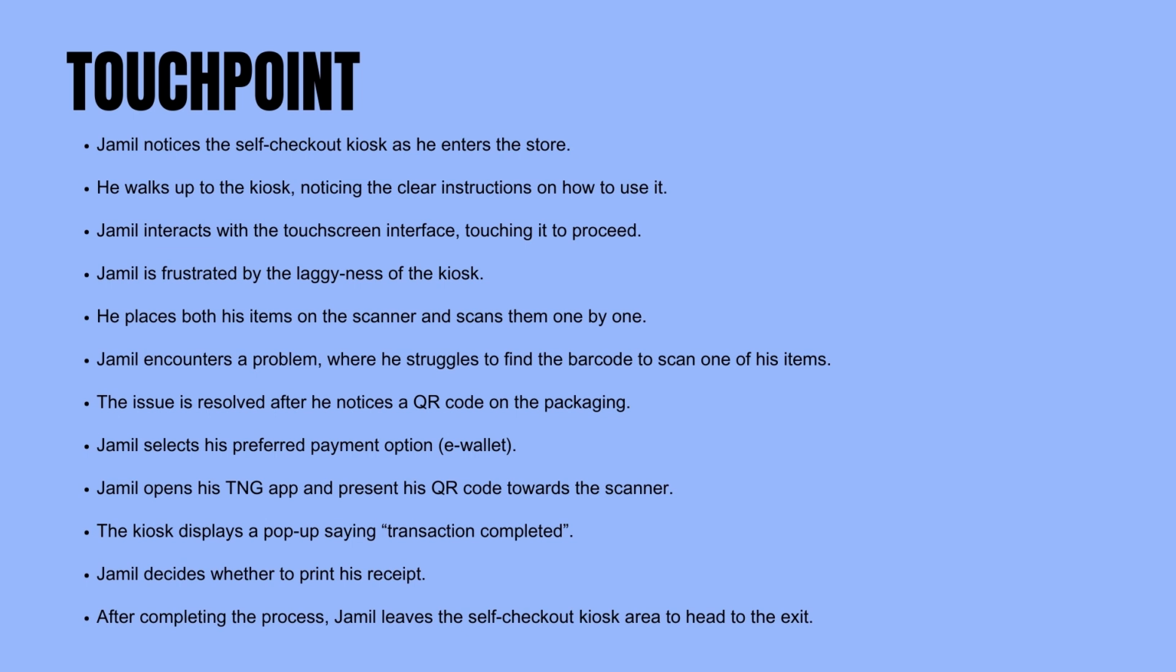Jamil encounters a problem, where he struggles to find the barcode to scan one of his items. The issue is then resolved after he notices a QR code on the packaging. Jamil selects his preferred payment option, which is e-wallet. Jamil opens his TNG app and presents his QR code towards the scanner. The kiosk displays a pop-up saying transaction completed. Jamil decides whether to print his receipt. After completing the process, Jamil leaves the self-checkout kiosk area to head to the exit.